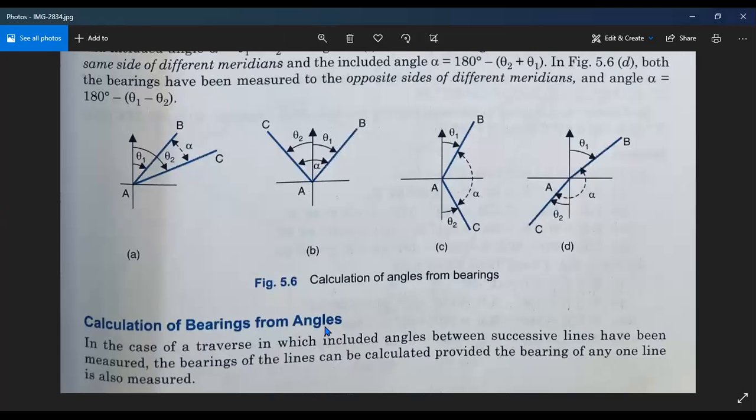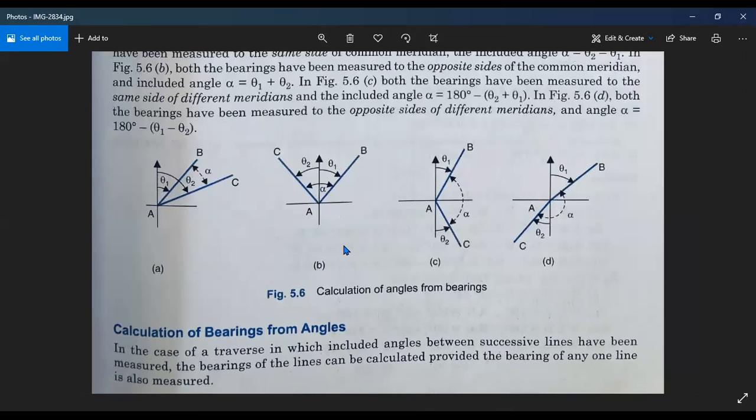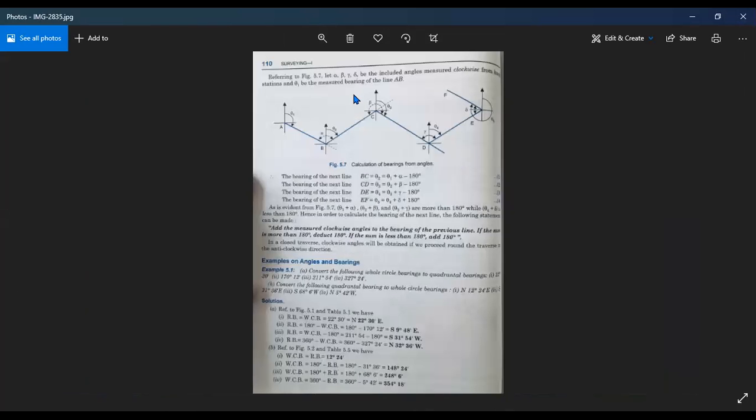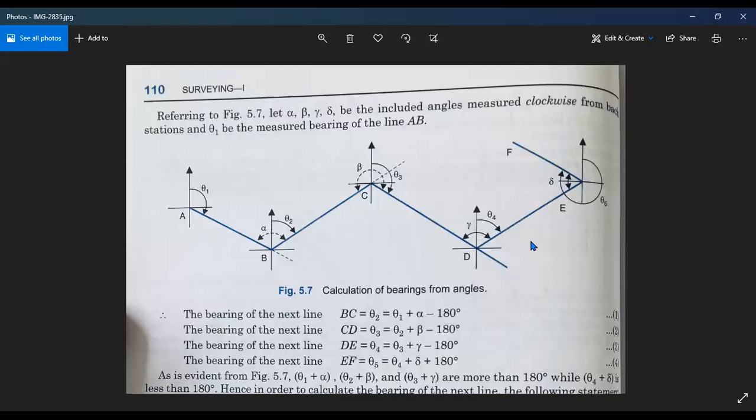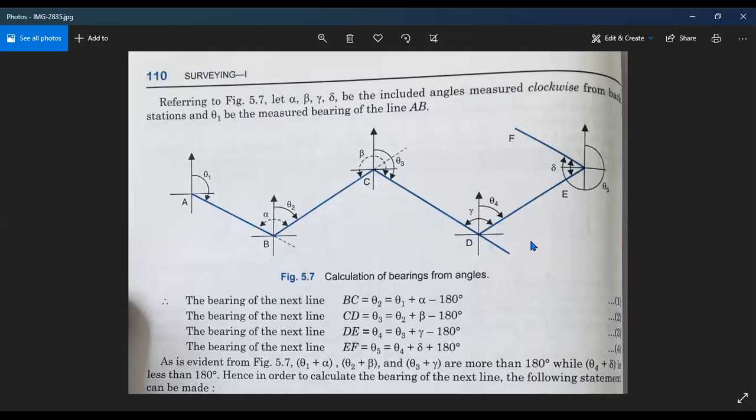Calculation of bearings from angle in any traverse. If the angle is given in a geometrical figure, how to calculate the bearing, that we will see. Right. So can you see this figure? 5.7. Is it visible? 5.7. Anyone confirm me? Yes, sir. Okay. So this is reverse now.